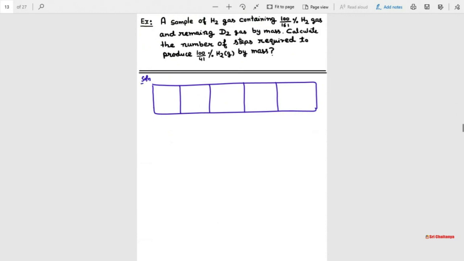So let us discuss this point. There is a gaseous mixture containing two gases, hydrogen and deuterium gas. Suppose the mass of hydrogen and deuterium initially in the first container is W gram. So they have given composition by mass. So if I write that, what is the mass of hydrogen gas?